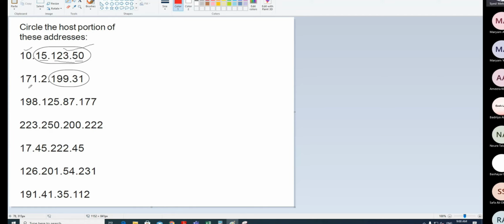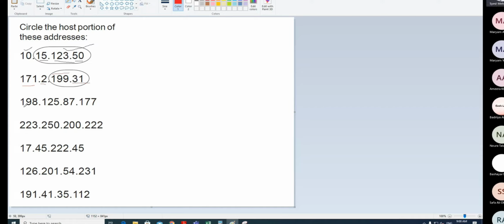Here, if you see 171.2, does it belong to class A, B or C? B. Yes, this is class B. So the host portion will be this one and this one. Okay, so this is the host portion. Now tell me this one.